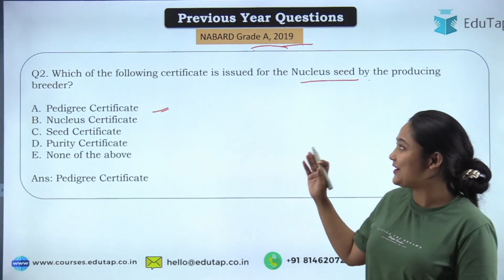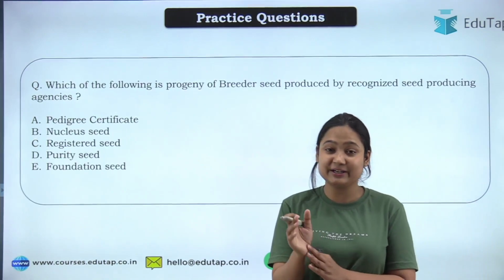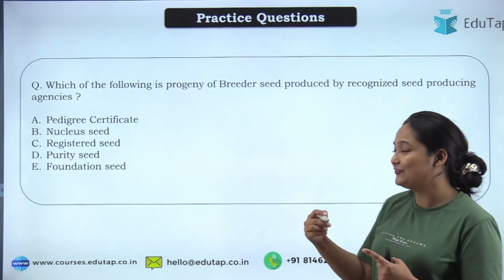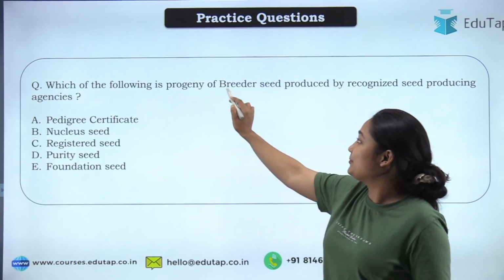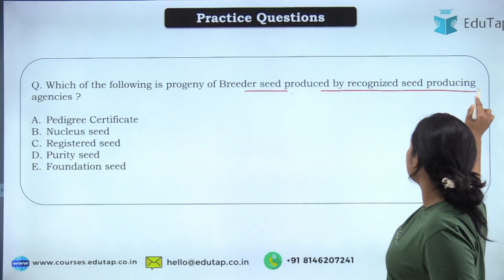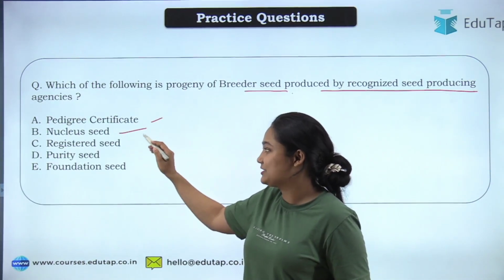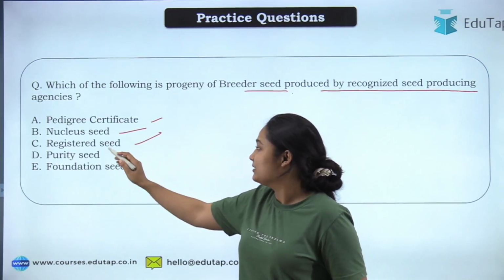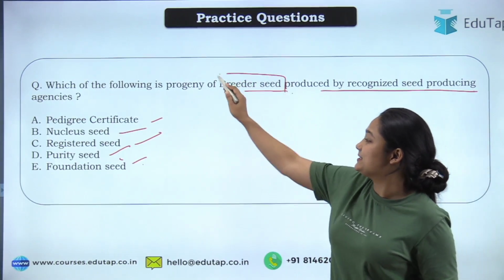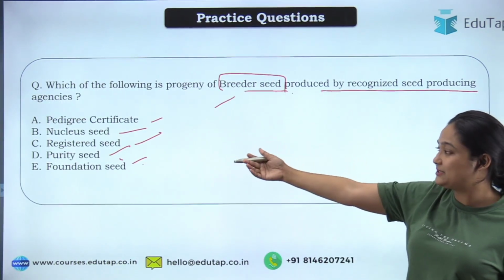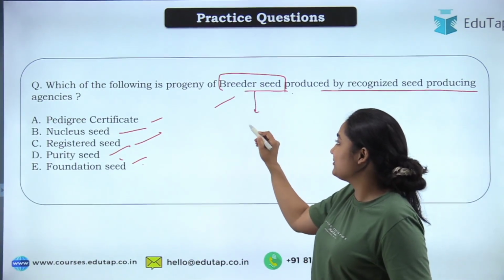Okay, now let's try a practice question that I'll give you and I won't answer, but you'll have to answer it in the comments. I'll give the answer in the next video or tomorrow at 1 p.m. So which of the following is a progeny of breeder seed produced by a recognized seed producing agency? Your options are pedigree certificate, nucleus certificate, registered seed, purity seed or foundation seed. So you'll have to tell which seed and which certificate we get from breeder seed. So breeder seed is converted to what?